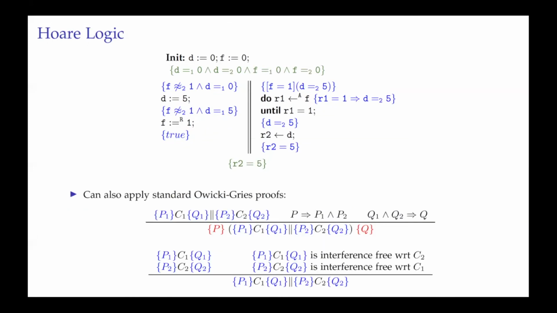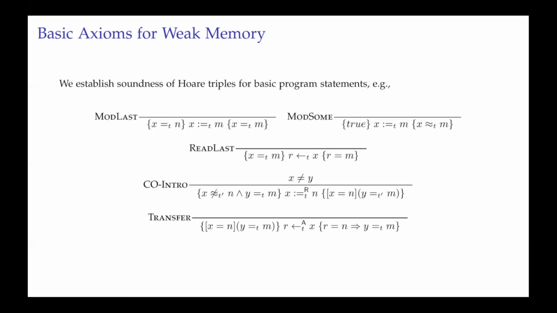In the setting of concurrency, we also require a set of rules for proving stability of assertions under interference from other threads. But again here, as with the Hoare logic, we can apply the standard Owicki-Gries proof technique for proving stability. The one addition we do have to make, however, is the introduction of several Hoare triples for basic program statements. Unlike Hoare logic, which has a single rule for assignment, in the setting of weak memory, we require several depending on how the statement interacts with the global variable.